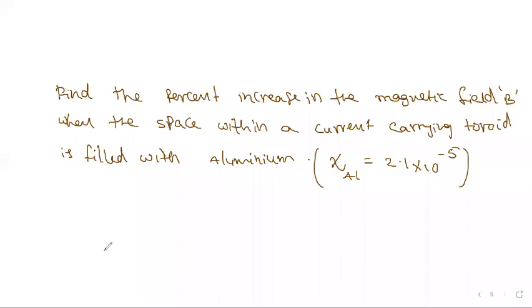Find the percent increase in the magnetic field B when the space within a current carrying toroid is filled with aluminum. Initially there was no material there, and after that aluminum was placed there. They are asking us to calculate the increase in magnetic field. See here, what is the general formula for magnetic field? We have B equal to mu naught into H only, in free space. And we define here mu equal to B by H.